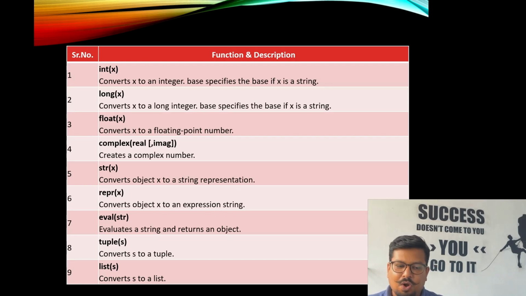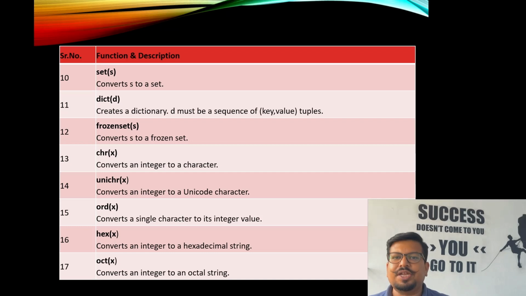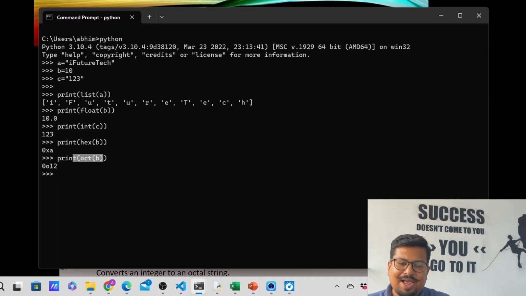You have int, long, float, complex, you have strings, many different things are available: list, tuples, sets, dictionaries, frozen sets, characters, and even single characters, hexadecimal, octals. So these are the multiple examples where I can do a conversion between multiple data types to any data types which is required. One example I have written over here. You can have a clear look at this one and try it with different data types to convert one from another.